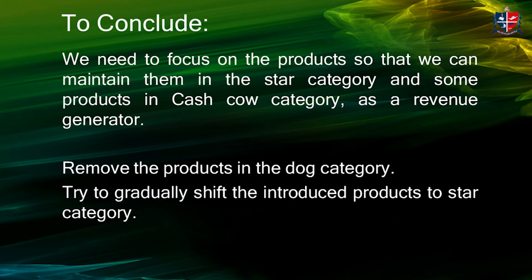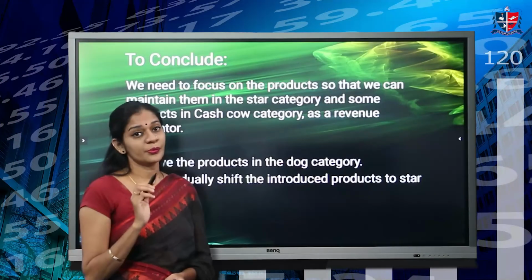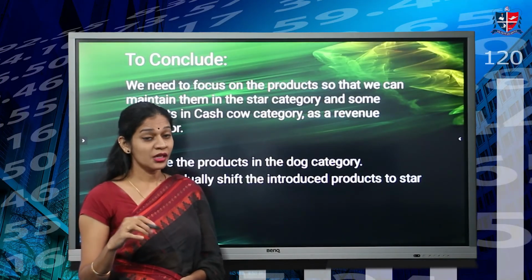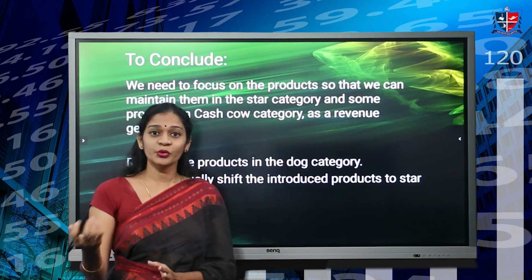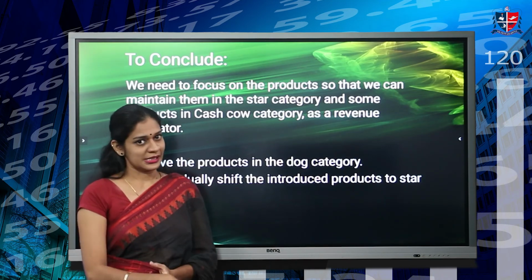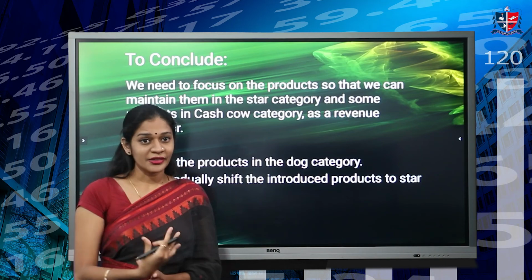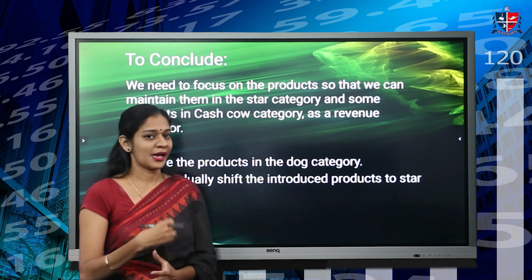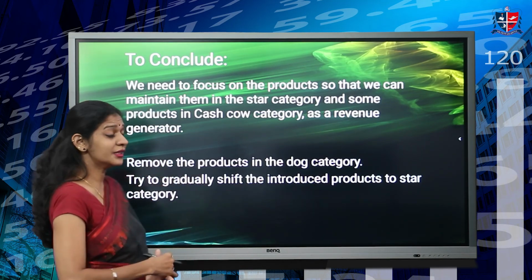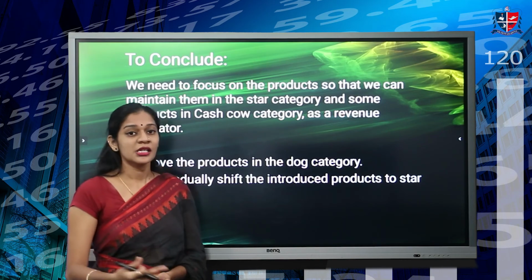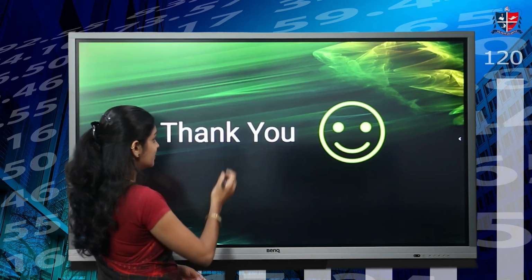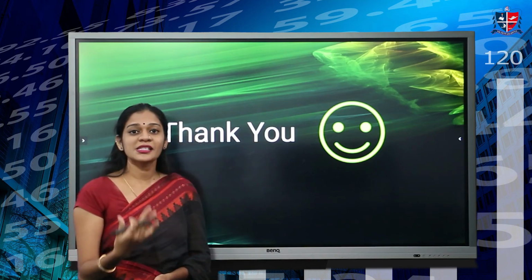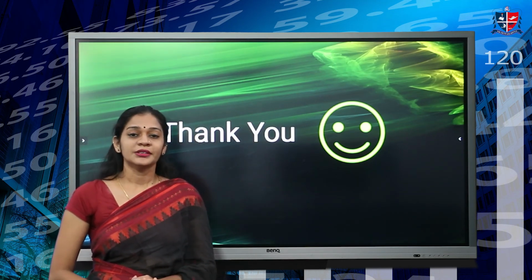So here what they say is, we need to focus on the products which are in the star category. The organizations tend to move all their product lines to the star category, so that they get high revenue and a high market growth rate. And the products in the dog category have to be removed so that their expenses can be reduced. So I believe you got a little bit of an idea about what this BCG matrix is actually about.